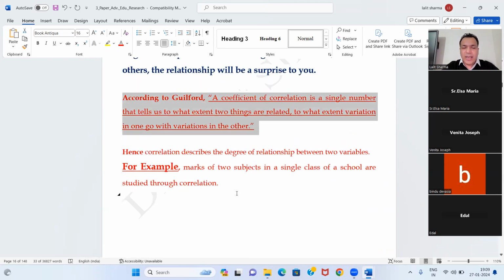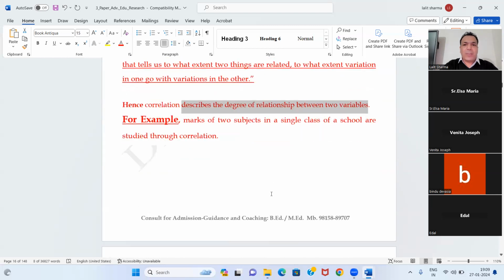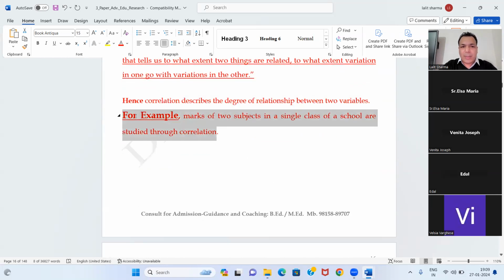According to Guilford, a coefficient of correlation is a single number that tells us to what extent two things are related, to what extent variations in one go with variations in the other. Hence, correlation describes the degree of relationship between the two variables. I have also given an example: marks of two subjects in a single class of a school are studied through correlation, right?